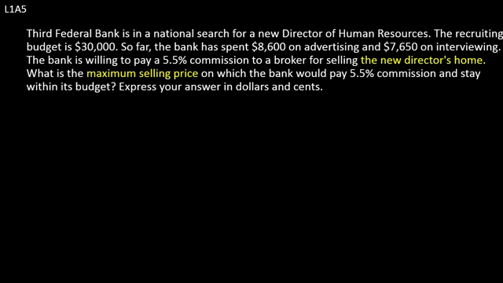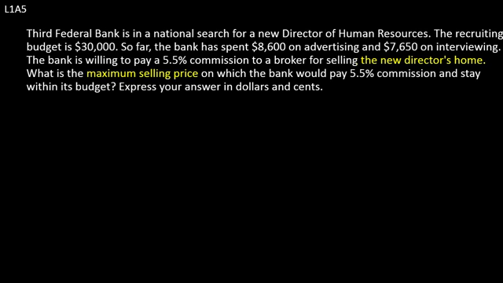As they recruit this person, they're going to sell their home and relocate them. And they're saying that there's a maximum selling price on which the bank would pay a 5.5% commission, and that would allow them to stay within their recruiting budget. So we are solving for the selling price on the new director's home. Now consider what kinds of equations we're going to need in order to solve this.